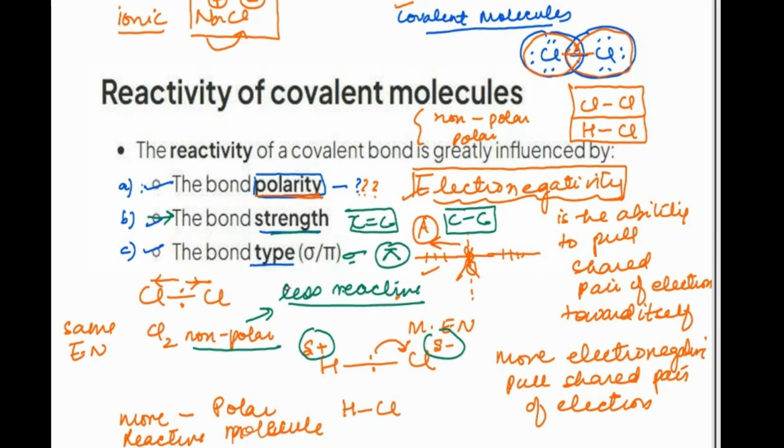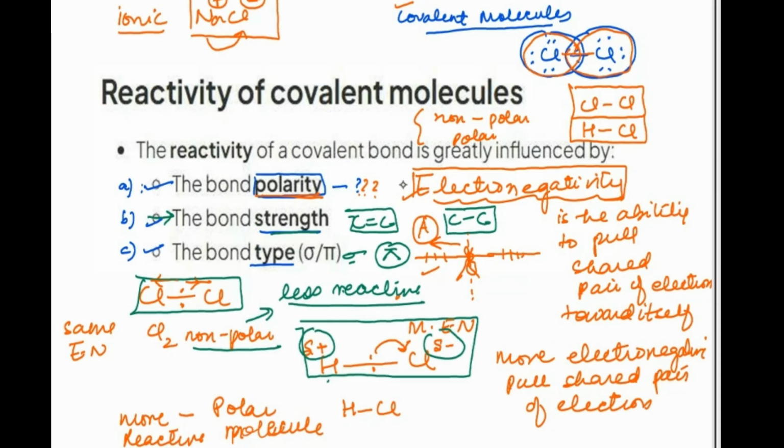Now comes the polarity. Some of the molecules are polar in nature because of the electronegativity difference, and some are non-polar because there is no electronegativity difference. So that is again a point where you can decide on the reactivity of the covalent molecule. Is the gist clear? Am I able to summarize the concept of polarity?